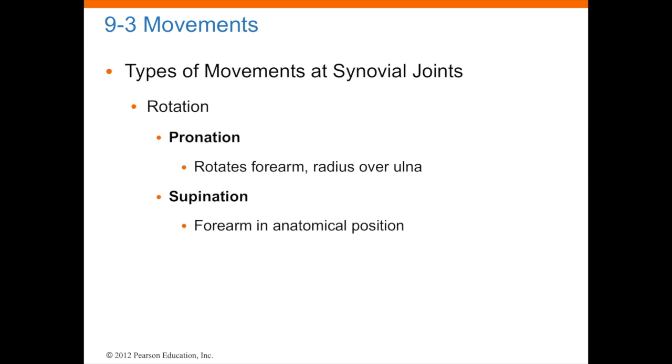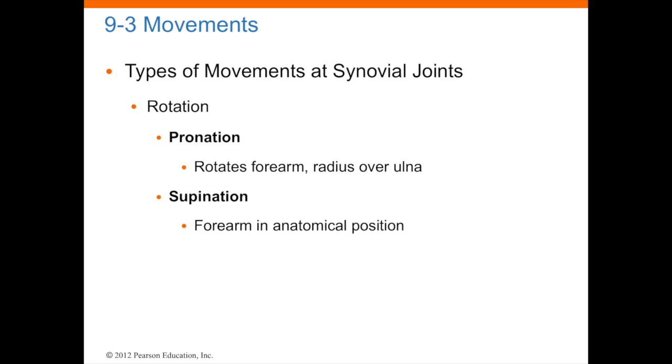Pronation and supination. Pronate rotates your forearm, and that's when your radius is over the ulna. Supination is when the forearm is in an anatomical position. Let's make this clear. When you supinate, the two letters UP is in supinate, so your palm is facing up. This is when a child asks his mom or dad for money or allowance.